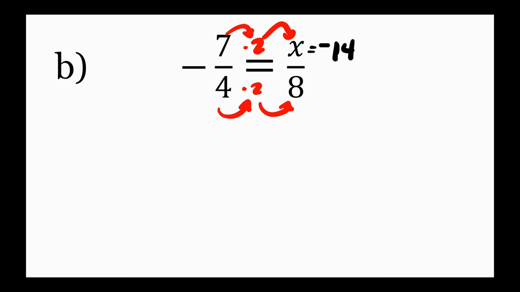Because one side is negative, so the other side has to be negative. And I can't make 8 negative. 8's already there. I can't change 8. It's already there. But I can change 14 to make it negative. Okay? So that's very familiar to what we're doing today. Okay? So example number 2 is more of the ones that you see today.